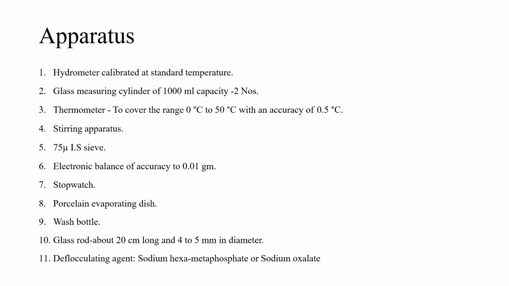So here is the complete list of equipment which we need during the test. The hydrometer is the main apparatus which we will use in this test. Then a glass measuring cylinder of 1000 ml capacity, two numbers of these glass measuring cylinders. Thermometer, stirring apparatus, 75 micron sieve, electronic balance, stopwatch, evaporating dish, wash bottle, and deflocculating agent, sodium hexametaphosphate or sodium oxalate.